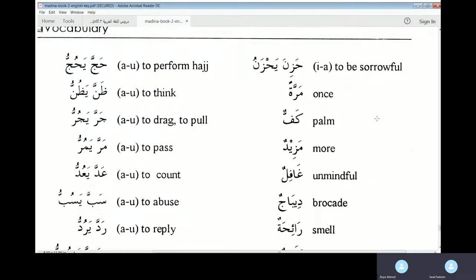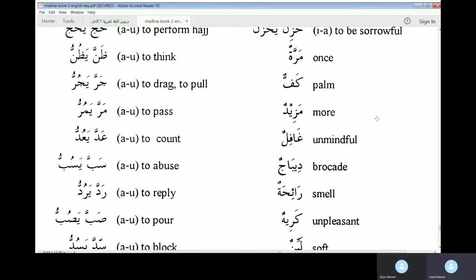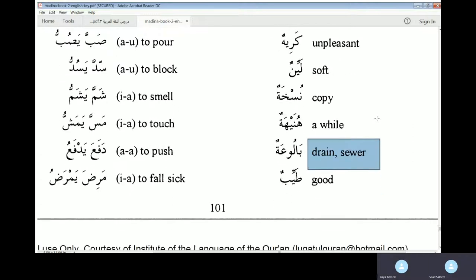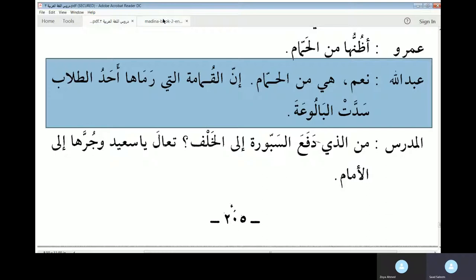Band hone ki bhi thi na, yahan pe band ho gaya. To block. Yes, block the drainage or block the sewer.